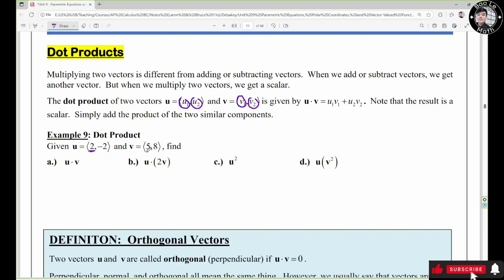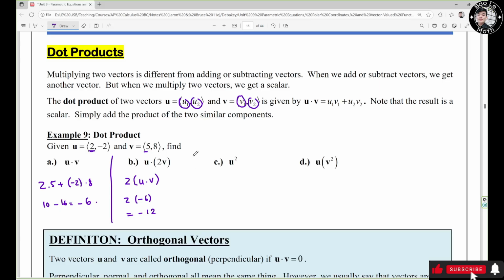So I need to calculate the dot product of vector u and vector v, right? So I have 2 times 5 plus negative 2 times 8, right? So it's 10 minus 16, which is negative 6, right? Question B. The scalar number 2, I just bring it to the front, right? So I have 2 times u dot v. But u dot v equals negative 6 right here. So I have 2 times negative 6. It's going to be negative 12, right?